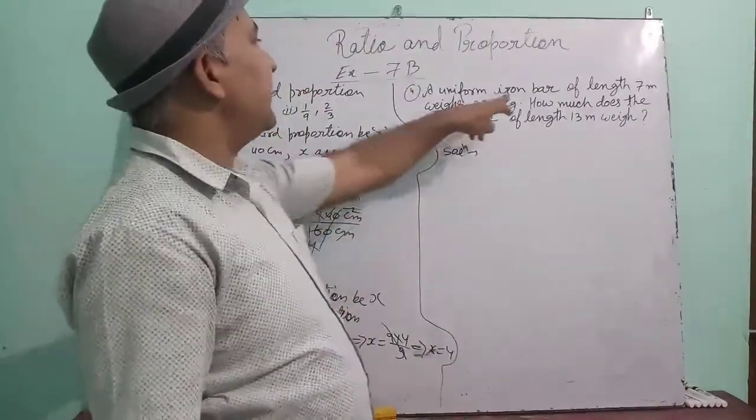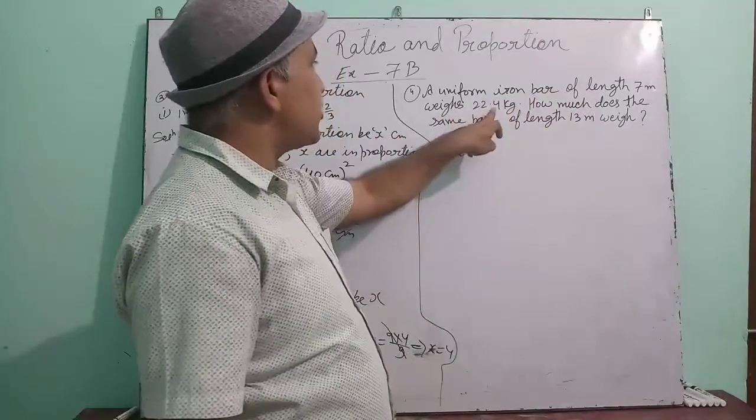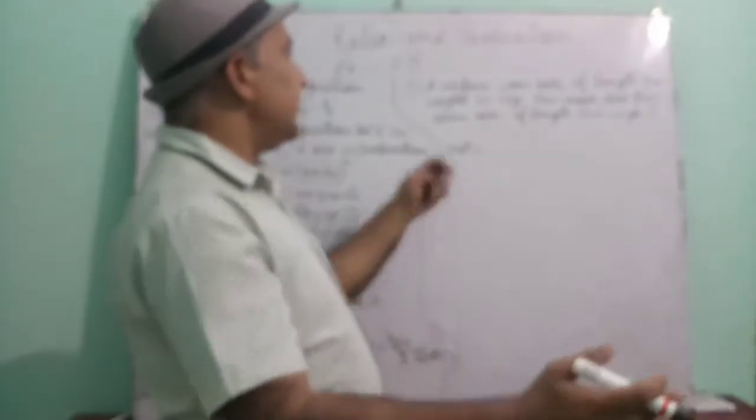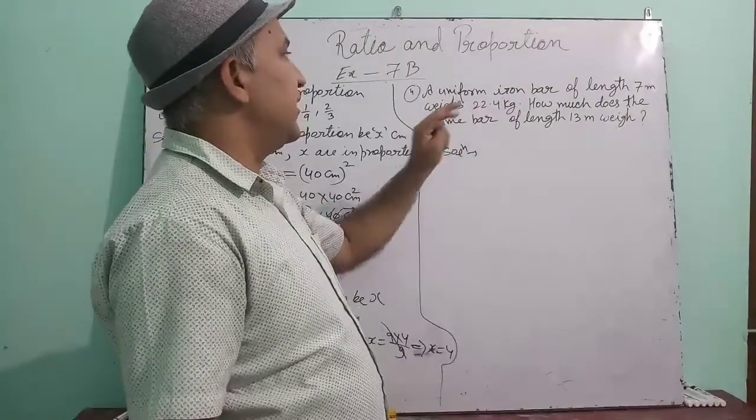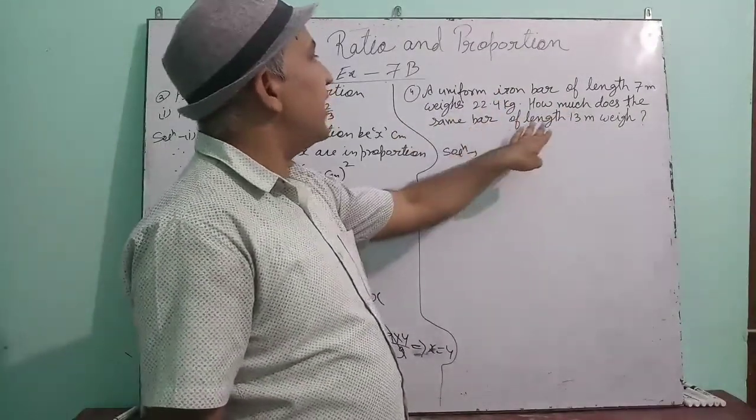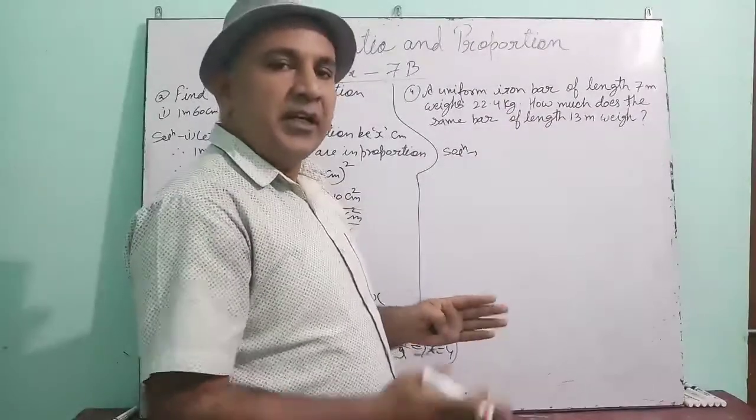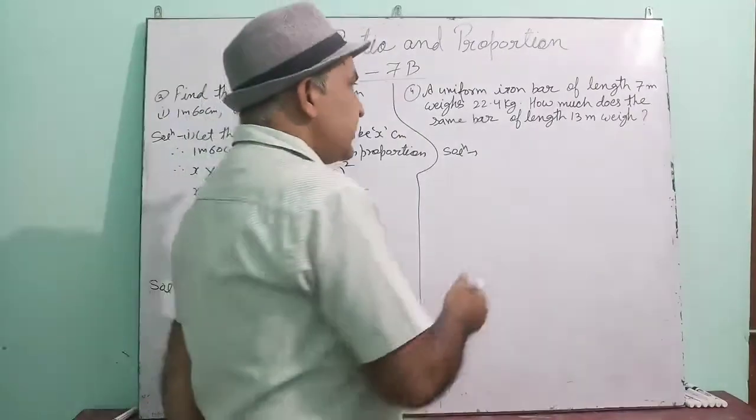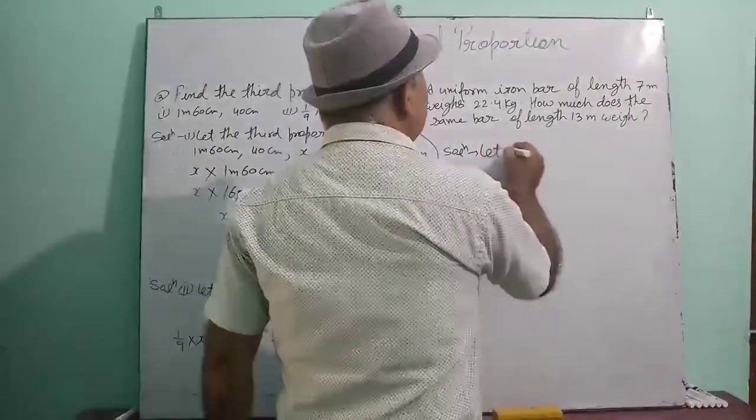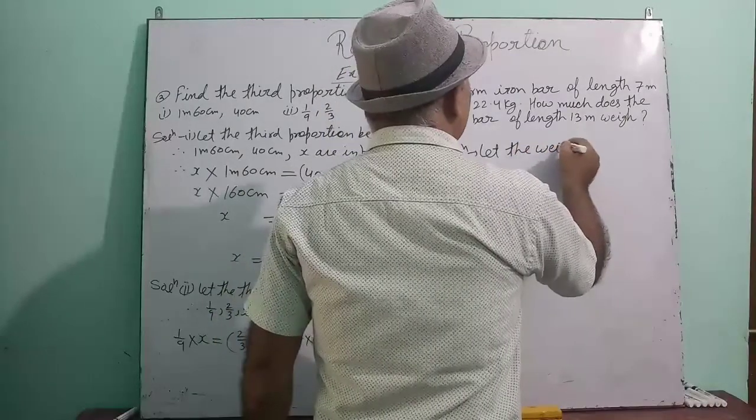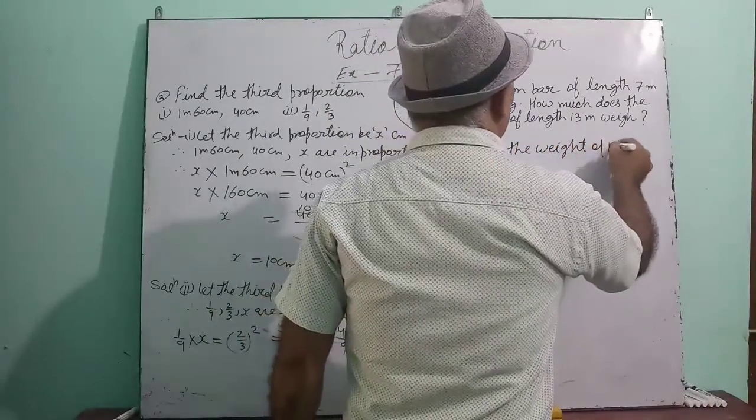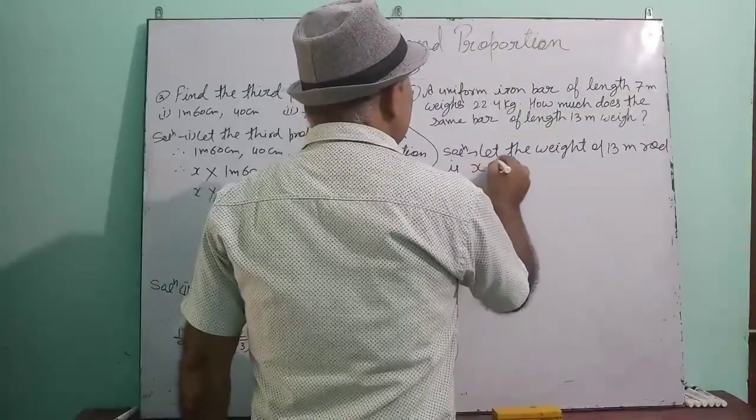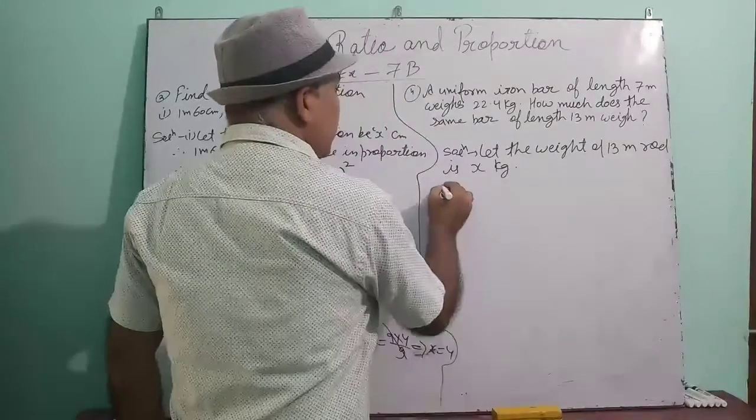A uniform iron bar of length 7 meter weighs 22.4 kg. If the iron bar is 7 meter, its weight is 22.4 kg. How much does the same bar of length 13 meter weigh? If the bar length is 13 meter, then what will be its weight? Suppose it is x kg. Let the weight of the 13 meter rod be x kg.